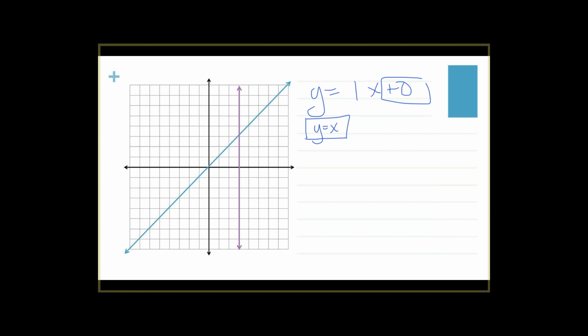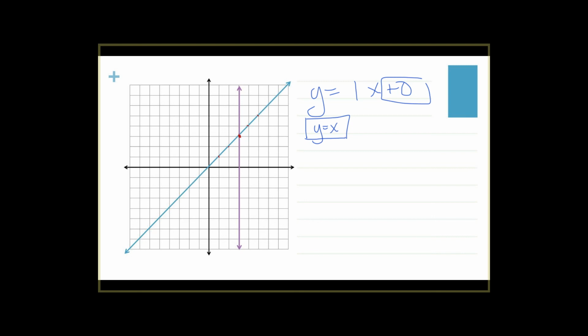So now, as I'm looking at it, I know that any point that's on this line is going to have the same x and y value. When x is 1, y is 1. When x is 2, y is 2. When x is 3, y is 3. When x is 4, y is 4. So this is 3, 3. Again, that would be my solution to the system.